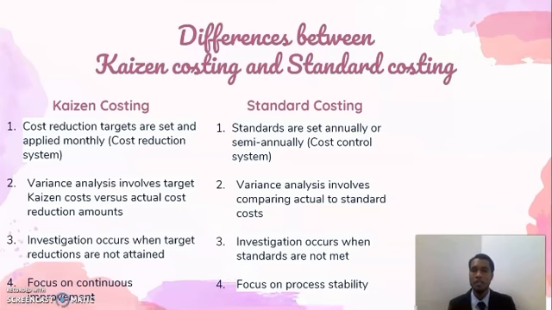Number 2, variance analysis involves target Kaizen cost versus actual cost reduction amount, while in standard costing, variance analysis involves comparing actual to standard costs. For Kaizen costing, investigation occurs when target reductions are not attained, while in standard costing, investigation occurs when standards are not met. The last one, focus on continuous improvement. As we know, Kaizen costing is continuous improvement, while standard costing is focused on process stability.